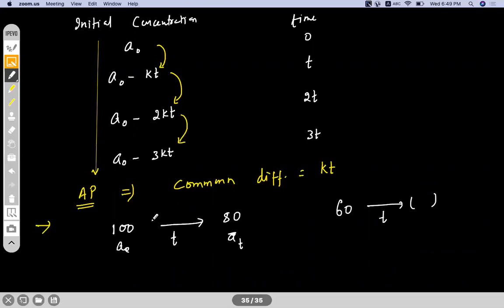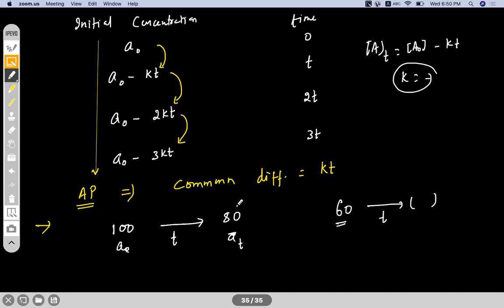The question is, you start with 100, in some time you'll get 80, the concentration of the reactant. For the same reaction, if you start with this concentration, in the same time, what is the amount of reactant left? So obviously you can use A naught minus KT. From the first set of data, you can find out K, and with this K, you have A naught, T, you can find out the remaining amount again here. That is also you can do, the method is that only. But it will take time.